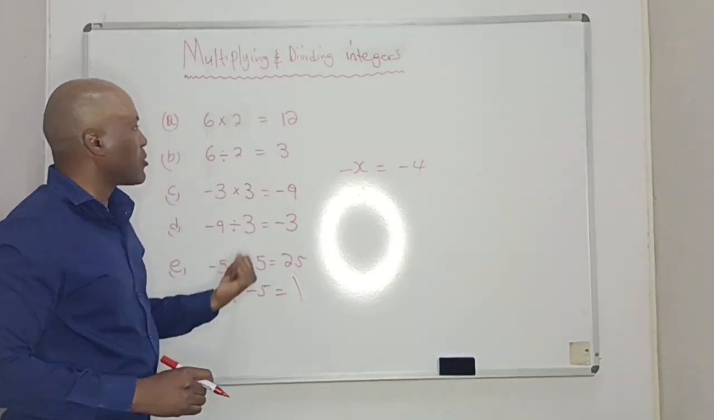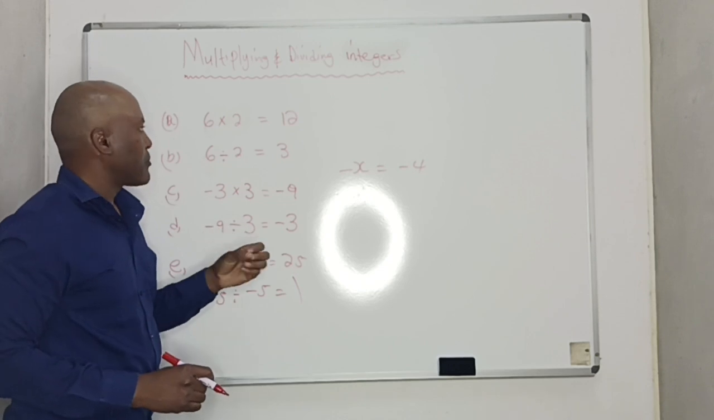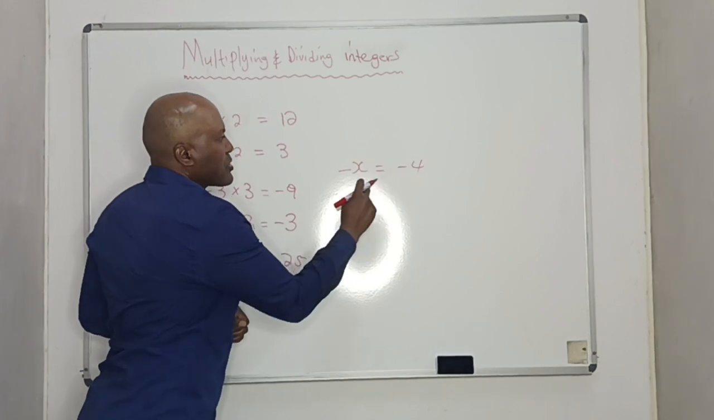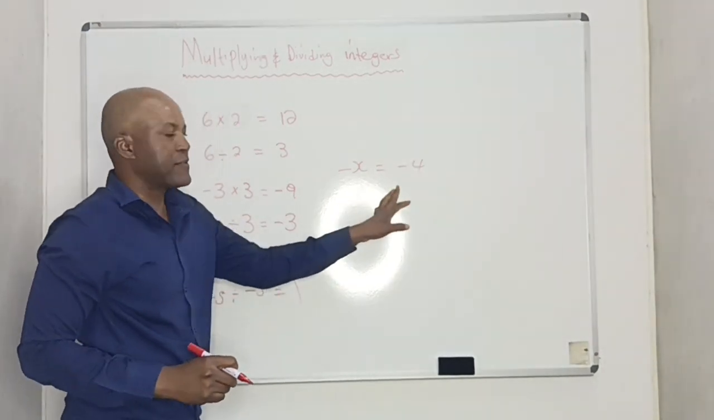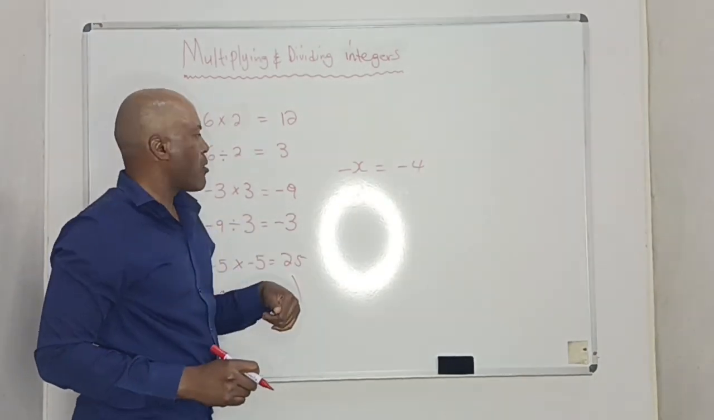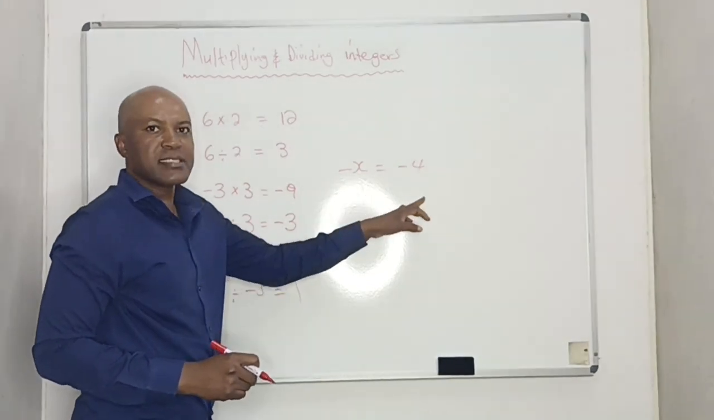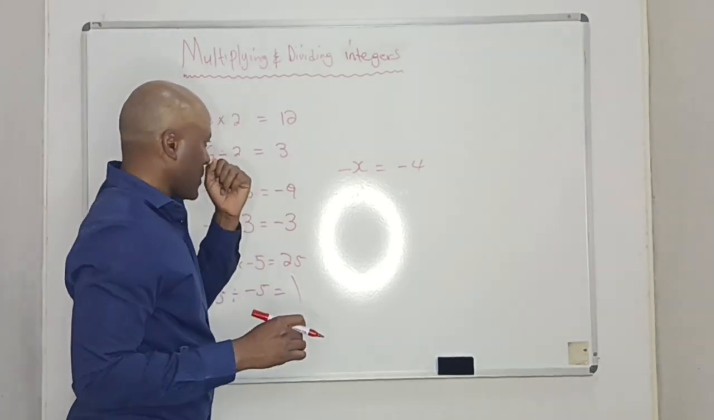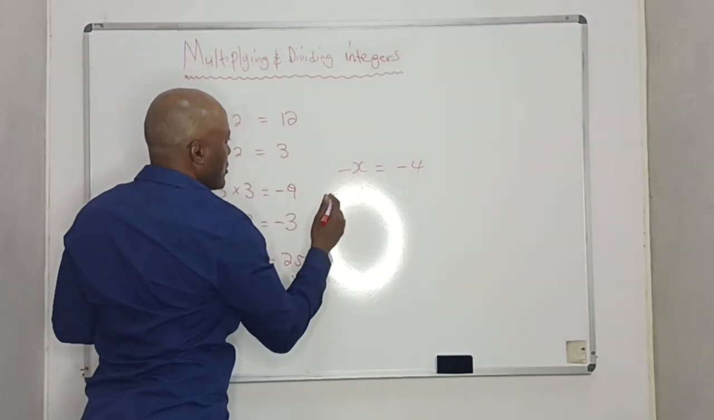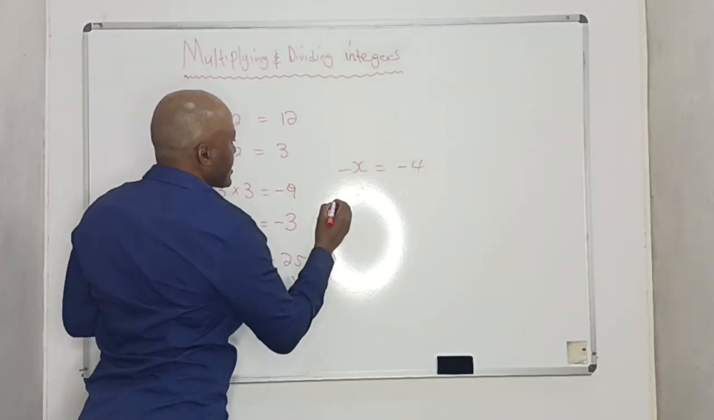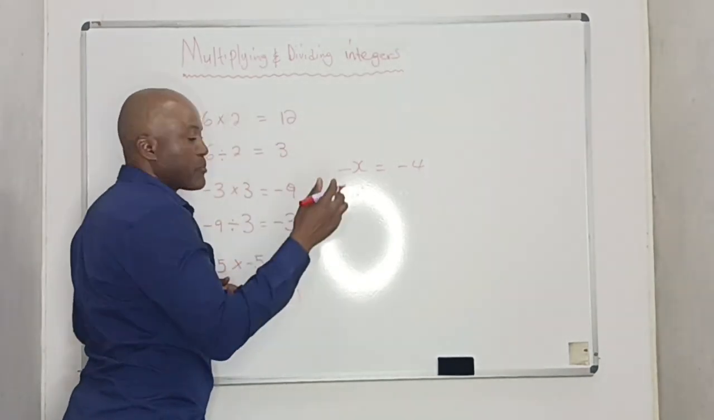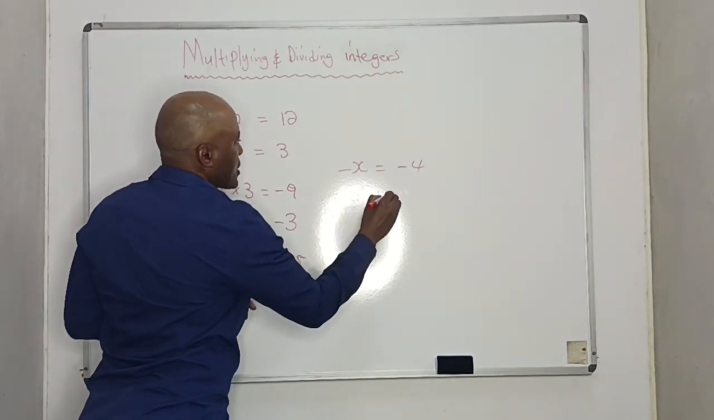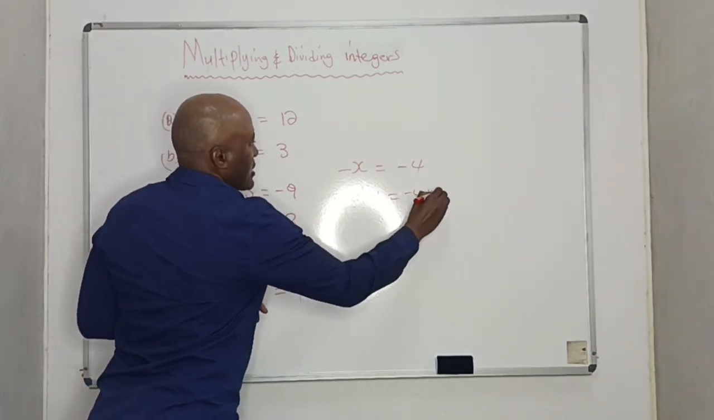That's where you are going to apply those rules, because you either multiply both sides by a negative 1 or divide both sides by negative 1. You are going to get the same answer. So, for example, this one, let's say you are multiplying it by negative 1 both sides. We say, okay, negative x multiplied by negative 1 is equal to negative 4 multiplied by negative 1.